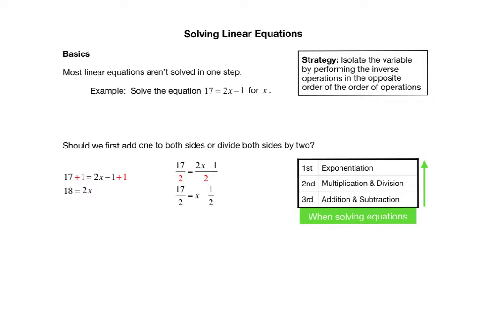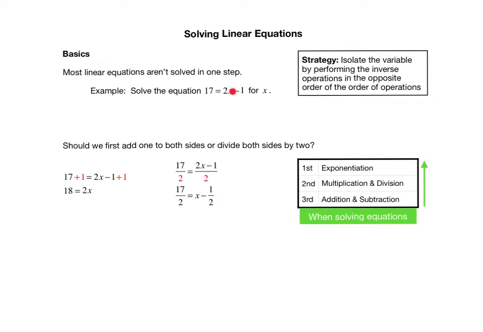However, which one of those two would you want to do first? Let's try it both ways. Should we add 1 to both sides or divide both sides by 2 first? If we added 1 to both sides of the equation, 17 plus 1 and 2x minus 1 plus 1, this gives me 18 equals 2x. This equation is equivalent to the initial equation. That's with adding 1 to both sides.